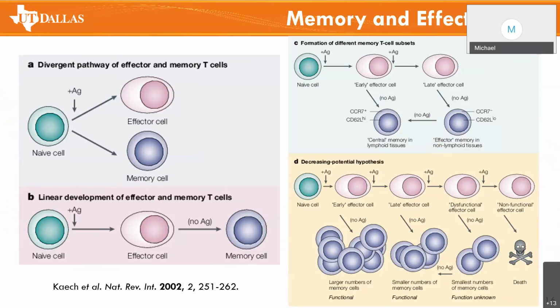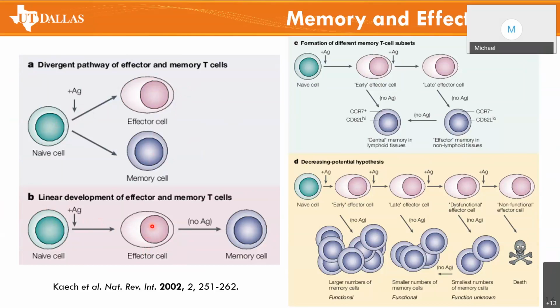So now for memory and effector T cells. There are 4 different models for understanding memory and effector T cells. What they believe is in model 1, naive T cells are activated by an antigen. And when it's activated by an antigen, it can produce an effector cell or a memory cell. In all cases, the effector cells will die out after getting rid of the pathogen, and the memory cell will remain. In model 2, the naive T cell is activated by an antigen to make effector cells.